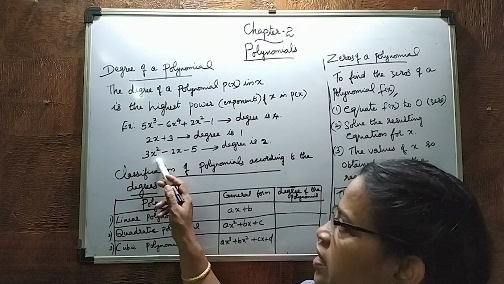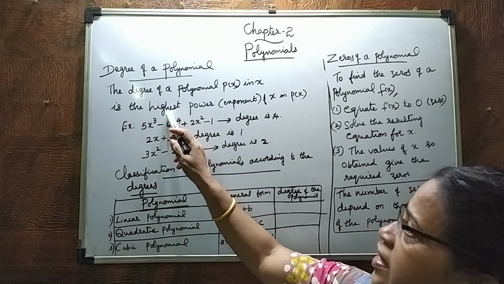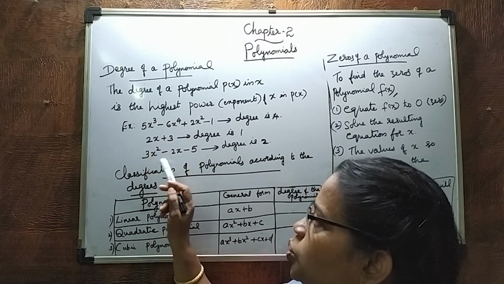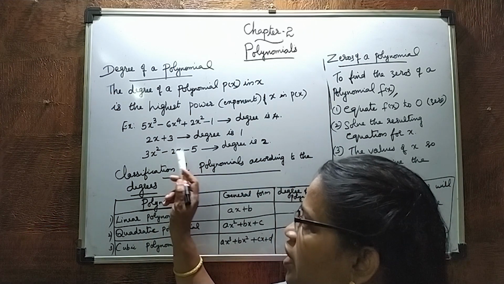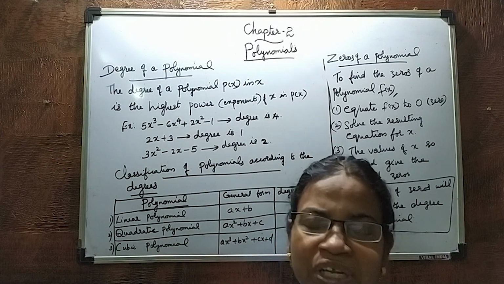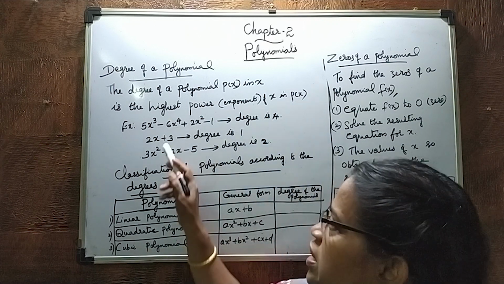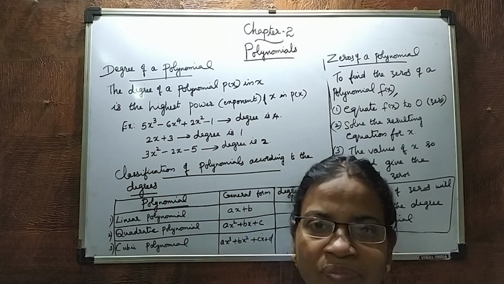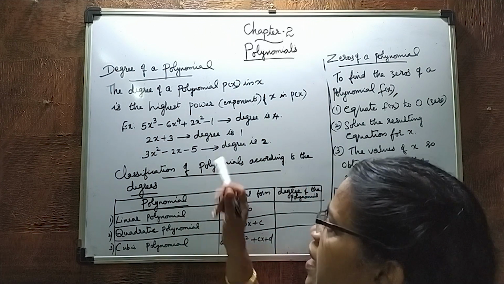The next one is 3x square minus 2x minus 5. Find out the highest power of x. The highest power of x is here x raised to 2, x raised to 1, x raised to 0 is there. So the degree is 2. So these are things you have to remember. Degree means the highest power or highest exponent of x. Suppose here y is there, no problem. Find out the highest power of y. Which variable is there, that highest power you have to find out.